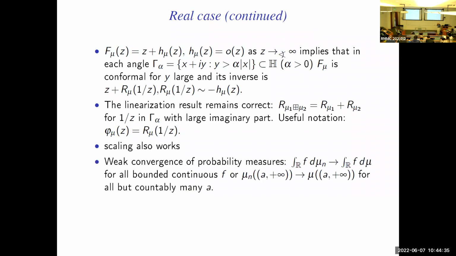And the weak convergence of probability measures, of course, is a more delicate concept, and perhaps a more interesting concept when you look at probability measures. A sequence mu_n of probability measures tends to mu if the integral of every bounded continuous function f relative to mu_n converges to the corresponding integral relative to mu. Or equivalently, mu_n of an interval, let's say from a to infinity, tends to mu of a to infinity for all values of a, except perhaps countably many exceptions.